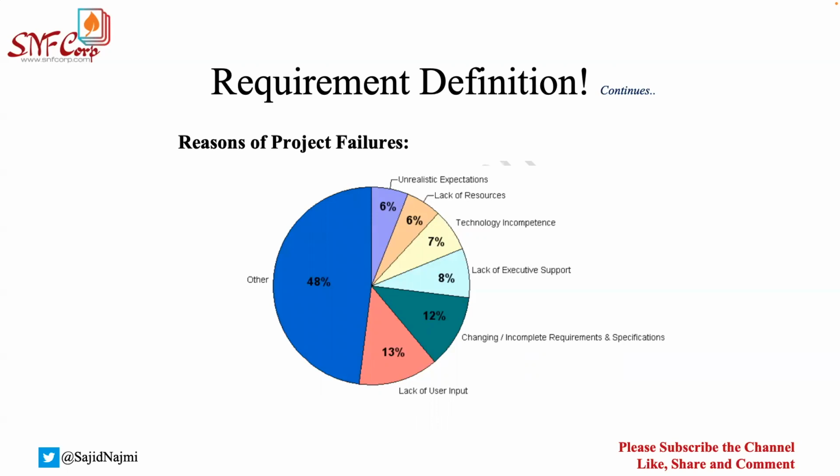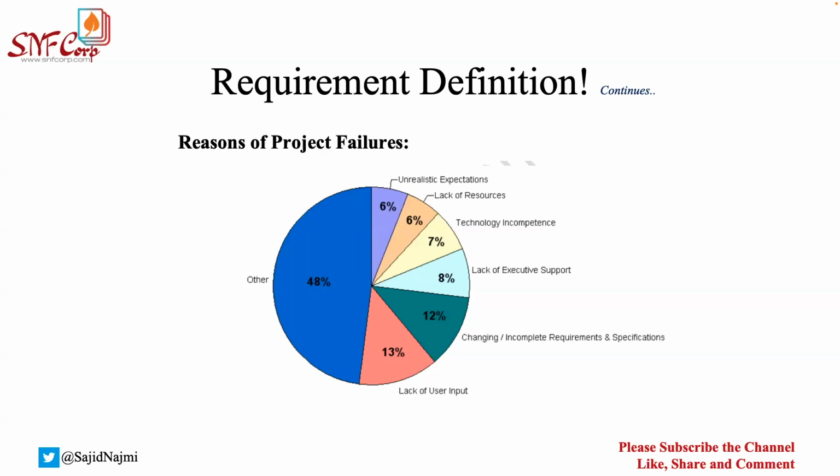Number one reason is, in this chart, you see the unrealistic expectations. The customer is giving you something which is really unrealistic. We cannot achieve those things, right? Like the example I gave you last time, if someone asks you to deliver my product to the moon or to Mars, can you really go there? You cannot. That is unrealistic expectations. So the project will fail. The researcher says 6% of the total projects fail because of unrealistic expectations.